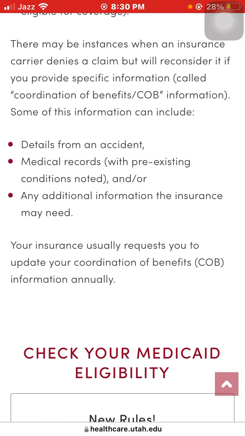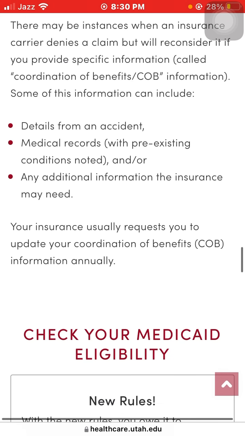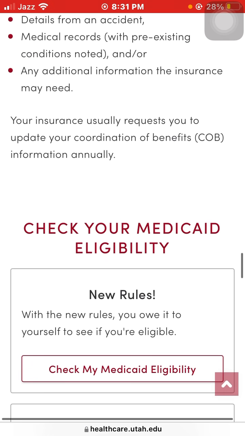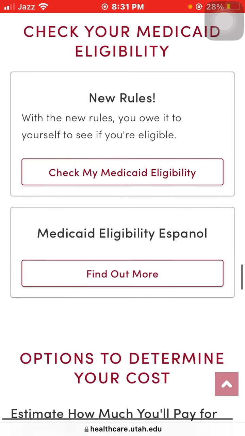There may be instances when an insurance carrier denies a claim but will reconsider it if you provide specific information called coordination of benefits (COB) information. Some of this information can include details from an accident, medical records with pre-existing conditions noted, and or any additional information the insurance may need. Your insurance usually requests you to update your coordination of benefits (COB) information annually.